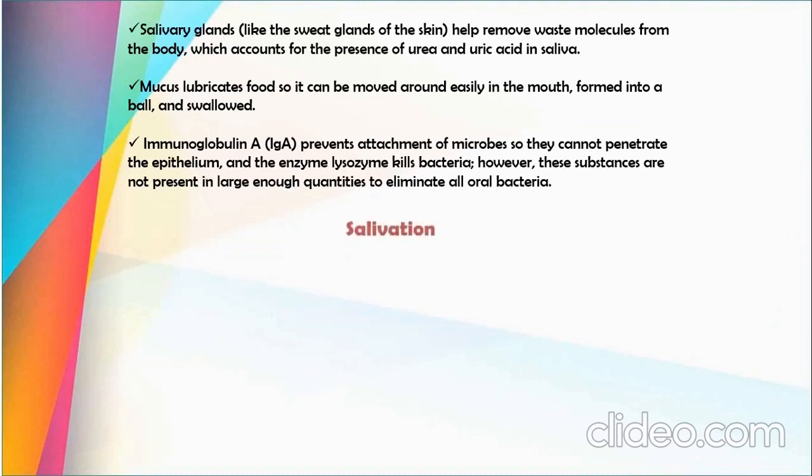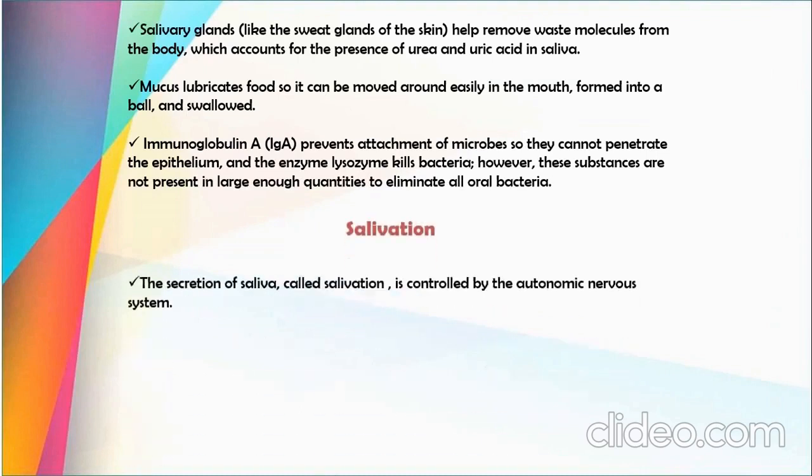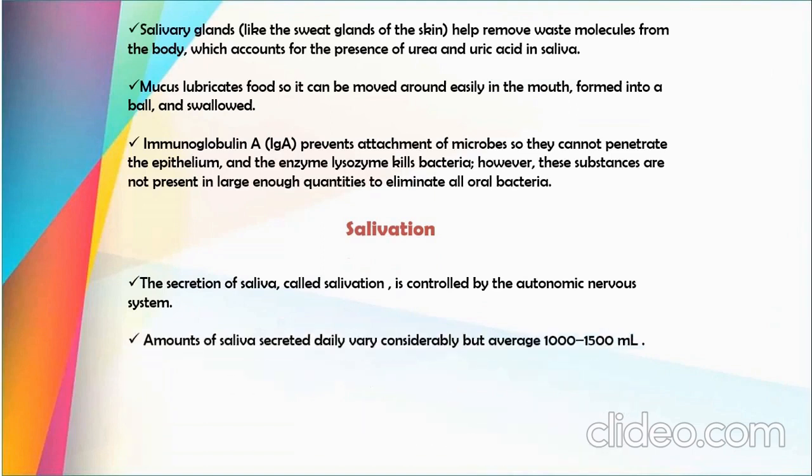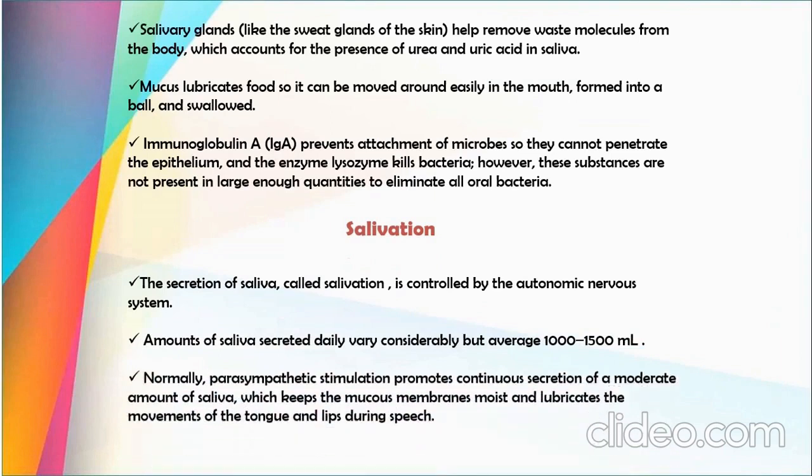Now the next one is salivation. The secretion of saliva, which is called salivation, is controlled by the autonomic nervous system. The amount of saliva secreted daily varies considerably, on average 1000 to 1500 ml. Normally, parasympathetic stimulation promotes the continuous secretion of a moderate amount of saliva, which keeps the mucous membrane moist and lubricates the movement of the tongue and lips during speech.